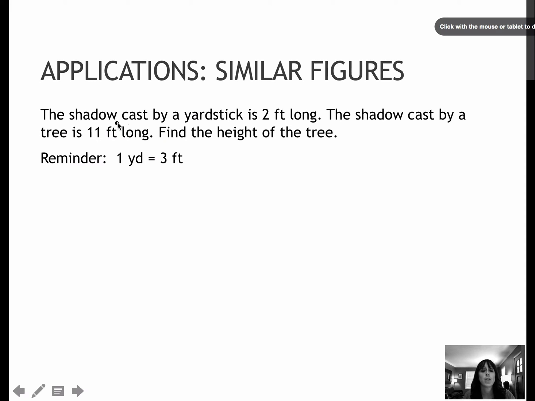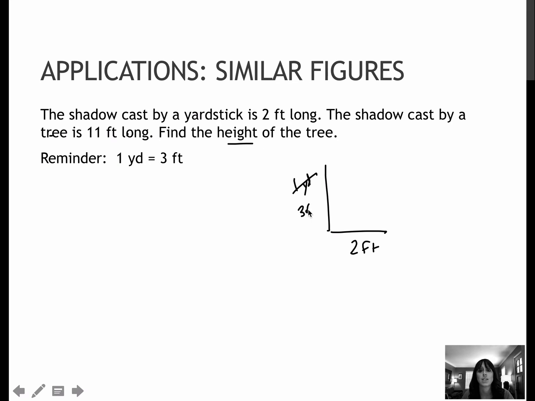So we have a shadow that's cast by a yardstick. I don't know why a yardstick is outside, but obviously a yardstick is a yard. And the shadow is 2 feet long. So the shadow cast by a tree is 11 feet long. Find the height of the tree. So let's go ahead and change this into feet. This is 3 feet because there's 3 feet in a yard.